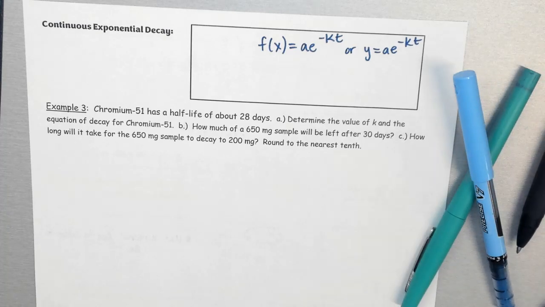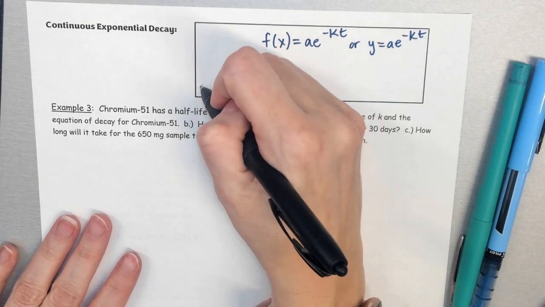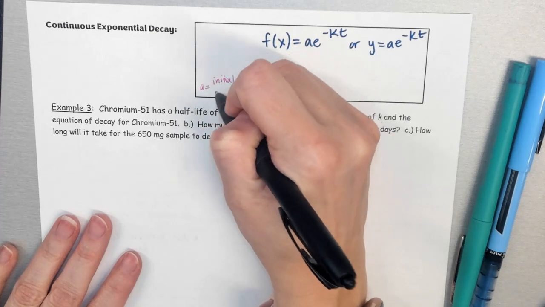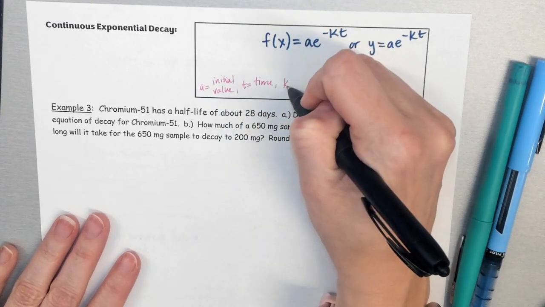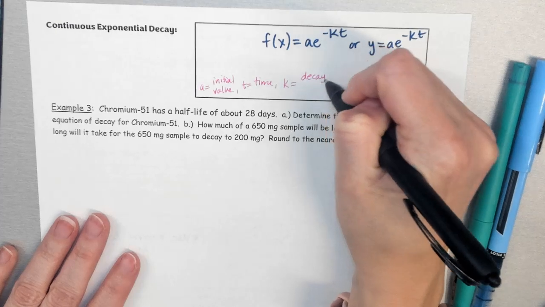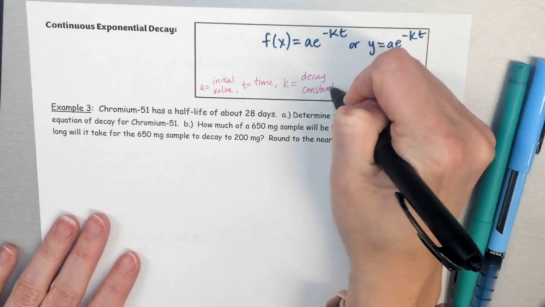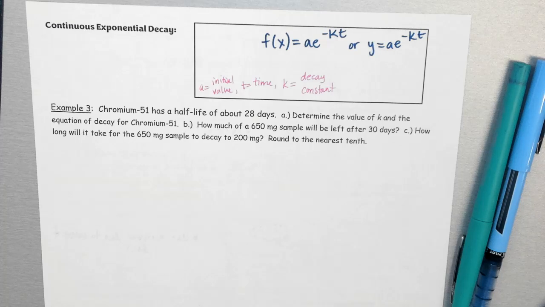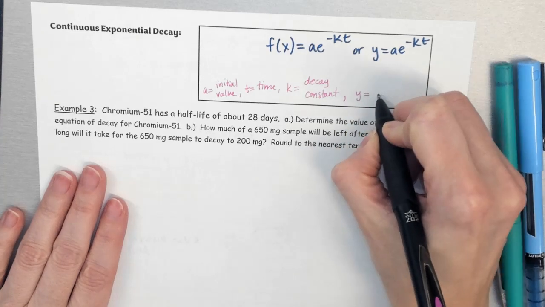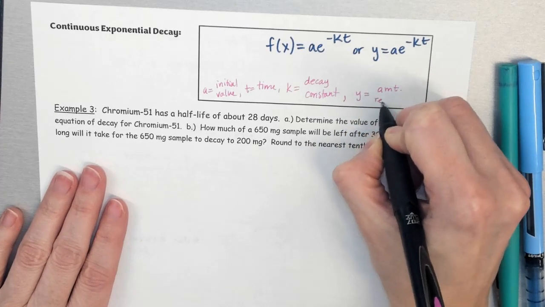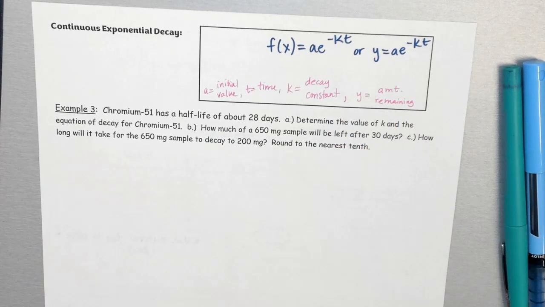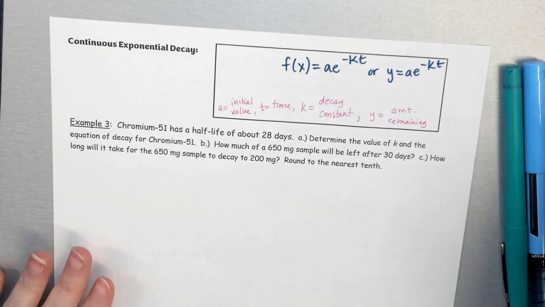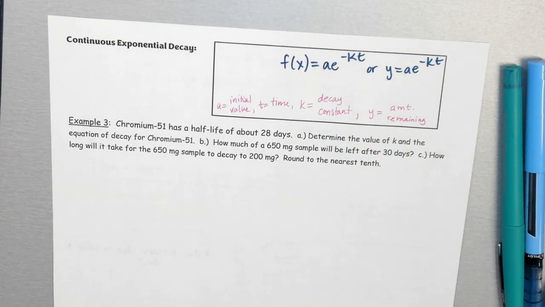Okay, so just like before, your value of a is your initial value. T is your time. And now the K is called the decay constant. Before it was the growth rate constant, and this one is called the decay constant. Okay, and then it's helpful to think of your Y as your amount remaining. So if A is what you start with, Y is the amount that you end with.